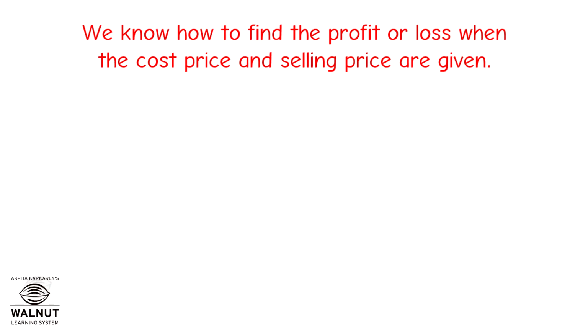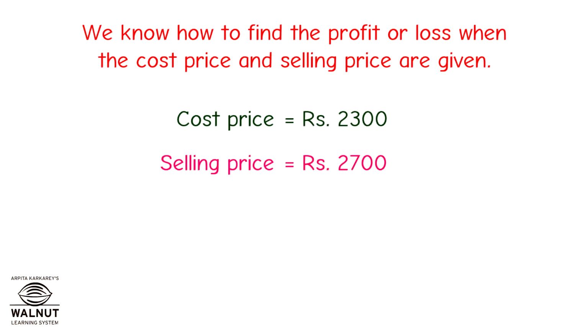We know how to find the profit or loss when the cost price and selling price are given. Look at these values. The cost price is rupees 2,300. Selling price is rupees 2,700. Now, you can see the selling price is greater than the cost price. What does it mean? It means this is the problem of profit. So, let's find out the profit.